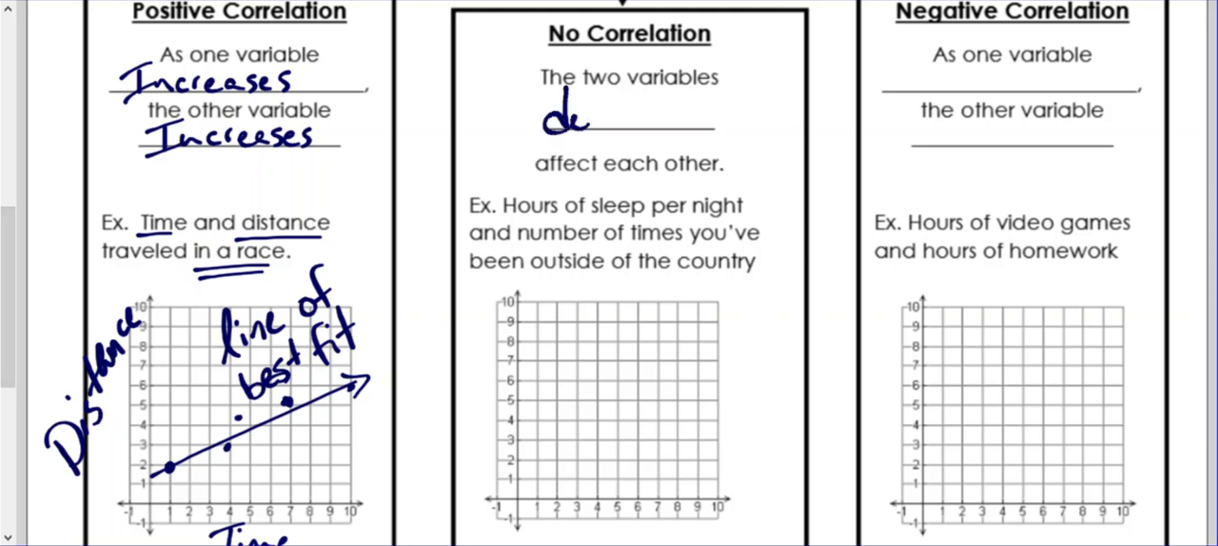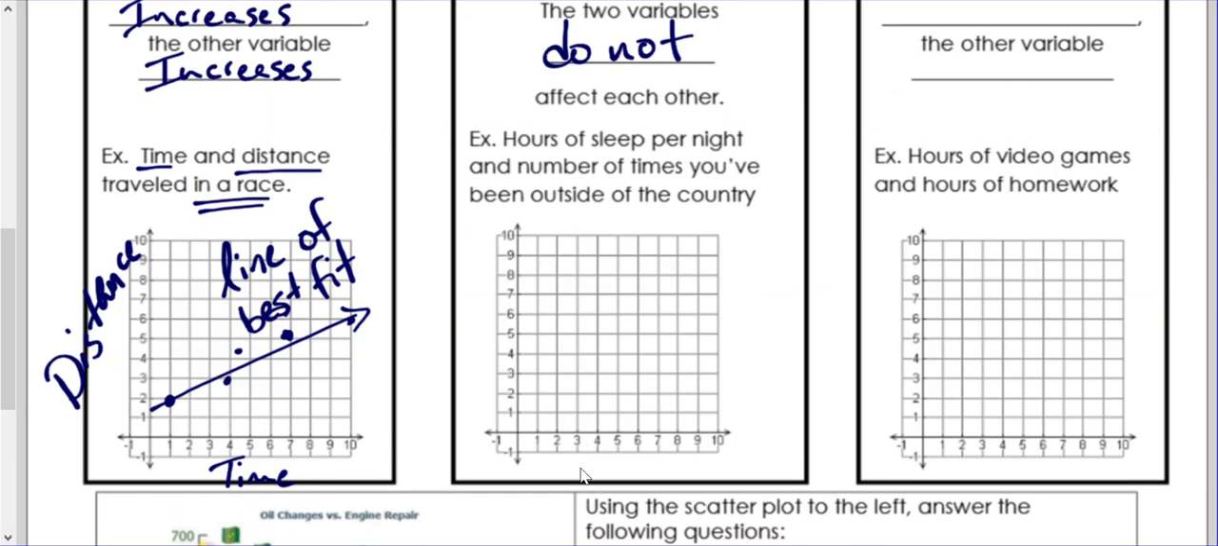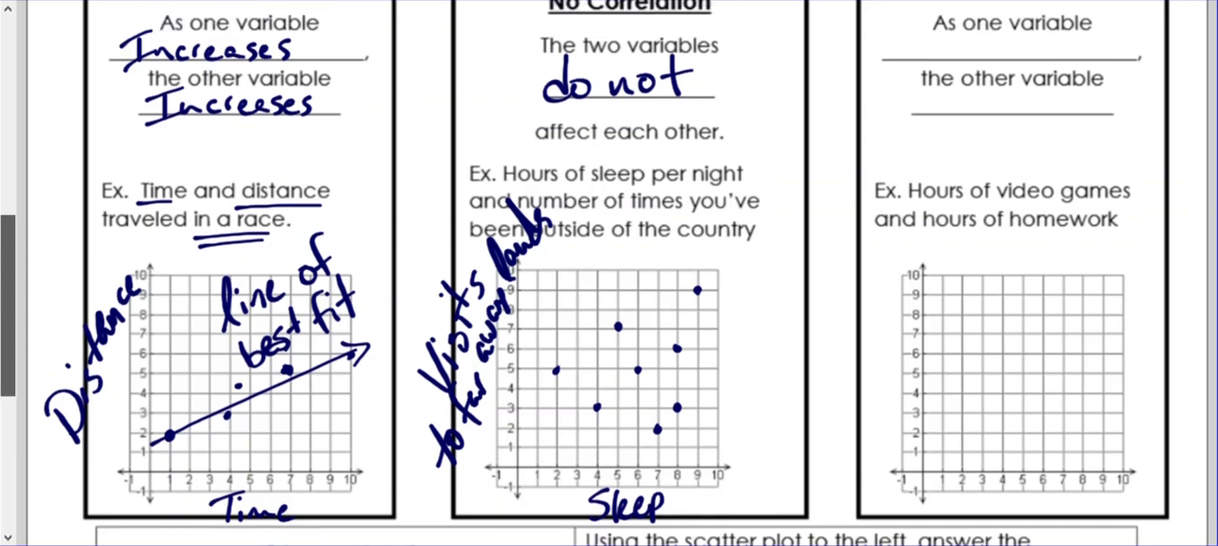No correlation means that two variables do not affect each other. So your hours of sleep per night and the number of times you've been outside of the country, your sleep versus your visits to faraway lands, those have no connection. They just aren't related variables, so I'm going to just make up some points here. Hopefully you're not getting 2 hours of sleep per night. But you can see that there's no general trend. They're not generally going up. They're not generally going down. There is no association between these two variables.